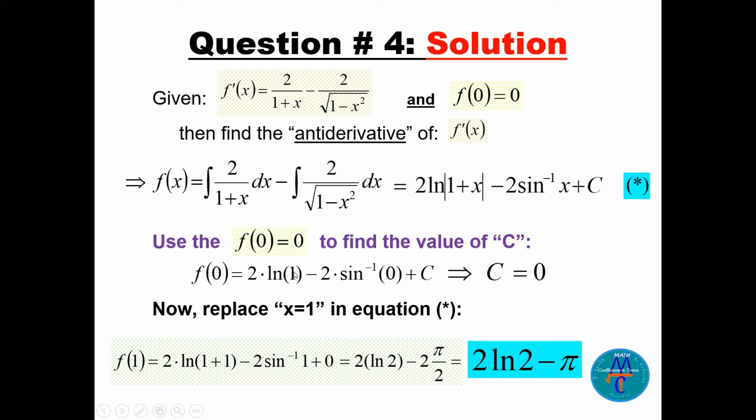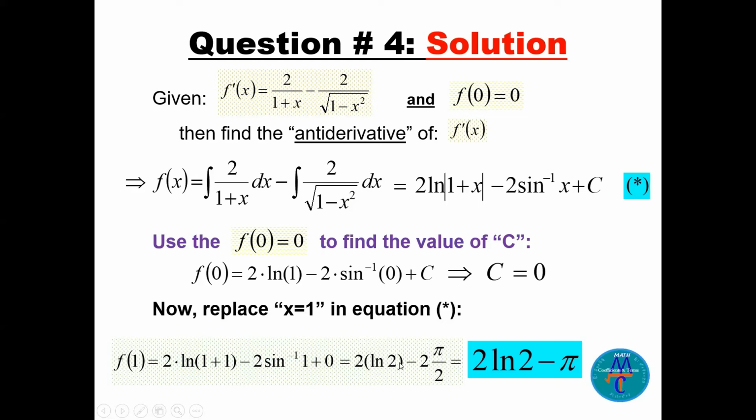So the ln of 1 will be 0, and sine inverse of 0 is 0, f of 0 is 0, so capital C also is 0. Now we replace x equals 1 because we need f of 1. So I replace in this star here 1, and also I have found that capital C is 0. So it will be 2 ln of 1 plus 1 minus 2 inverse sine of 1 plus 0. This is the capital C.